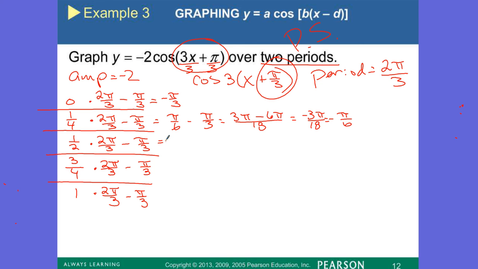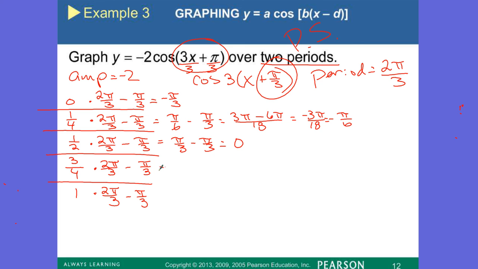Right here, 1/2 times 2 pi over 3 is pi over 3. So I get pi over 3 minus pi over 3, which is 0. Do I have to do the cross thing on this? No, because they have the same denominator, a common denominator already. The reason we do the cross thing is so we can get a common denominator. So you go straight across: pi minus pi is 0 over 3, which is just 0.